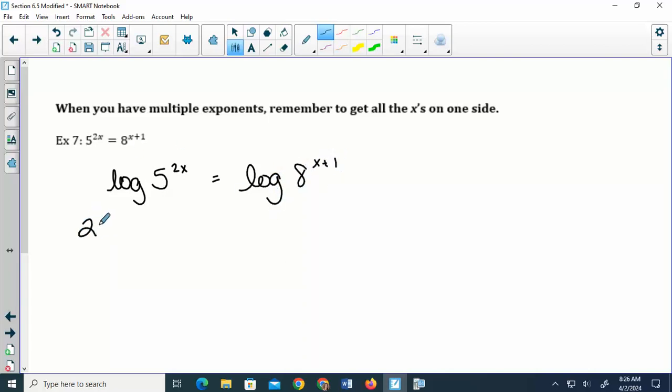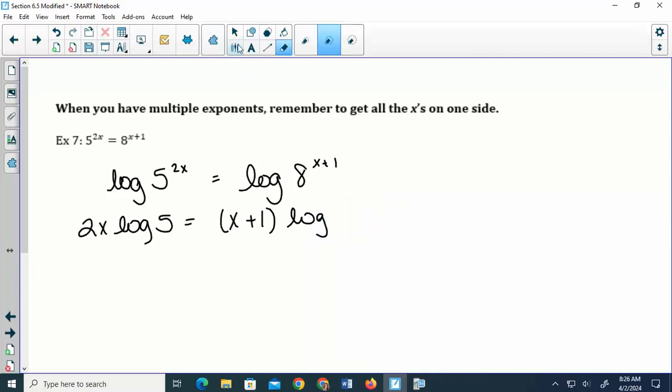So the exponent comes down. Notice I put that x plus 1 in parentheses because it's that entire exponent times the log of 8. Now this is where it starts getting a little more tricky because we need to solve for x, but we have 2 of them. So if you have multiple x's, you have to get them on the same side.